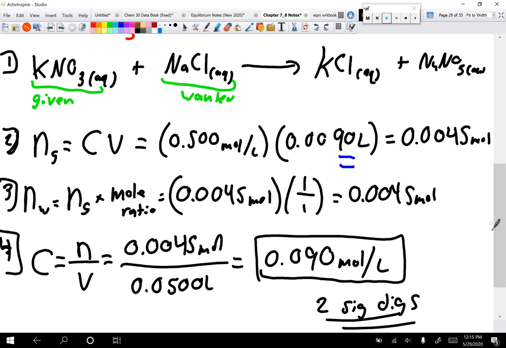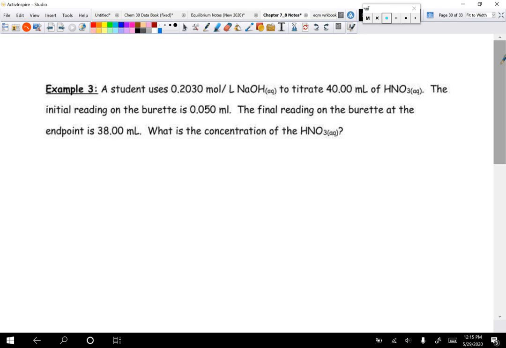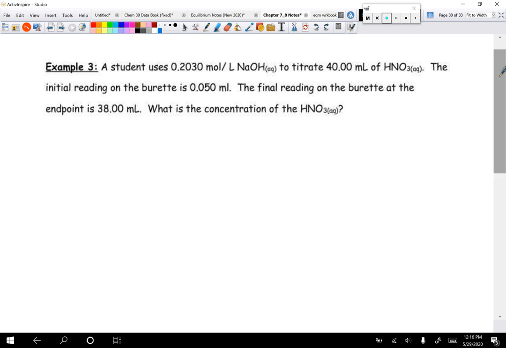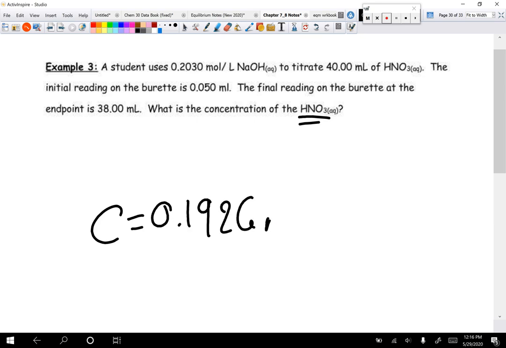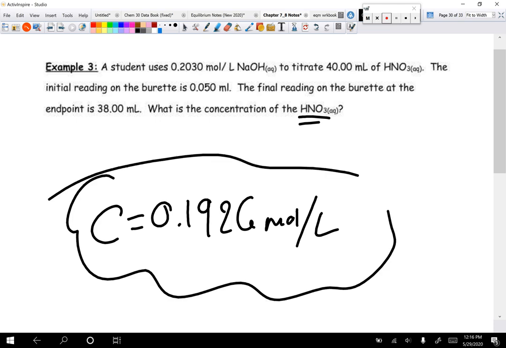Now the last one is 3. Now this one isn't one of those trials that have multiple. This one is just reading it, see if you can figure everything out on your own. But when you do, what is the concentration of HNO3? Please do this one. You should get a concentration equal to 0.1926 moles per liter. And work on this one until you get it.